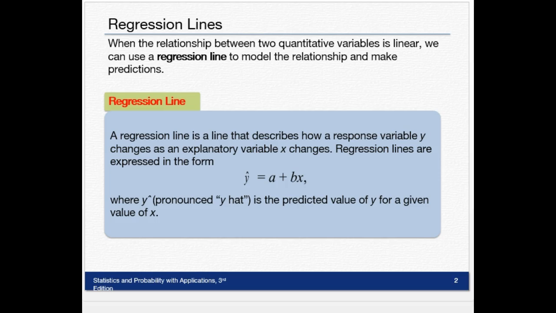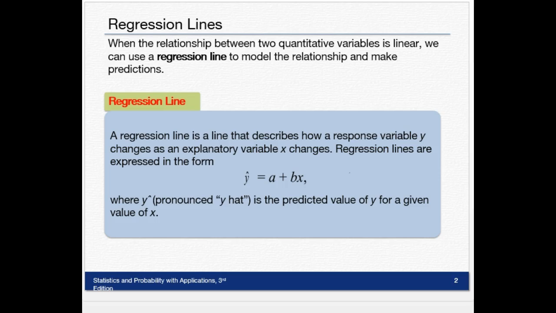So when the relationship between two quantitative variables is linear, we can use a regression line to model the relationship and make predictions. A regression line is a line that describes how a response variable y changes as an explanatory variable x changes. The regression lines are expressed in this form.